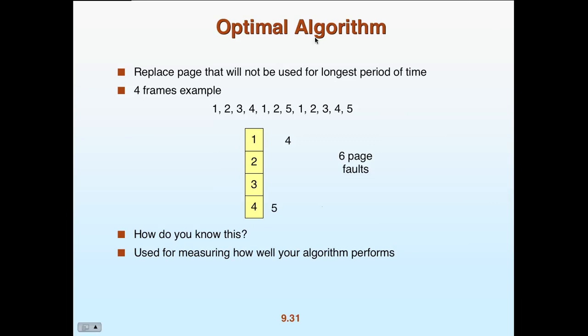If we use an optimal algorithm approach to this, in our case here we might have 4 frames in this example, 1, 2, 3, 4, and we have 6 page faults. We're going to have a page fault, we're going to be loading stuff in. How do we know this? Well, it's used for measuring how well our algorithm is going to actually perform.